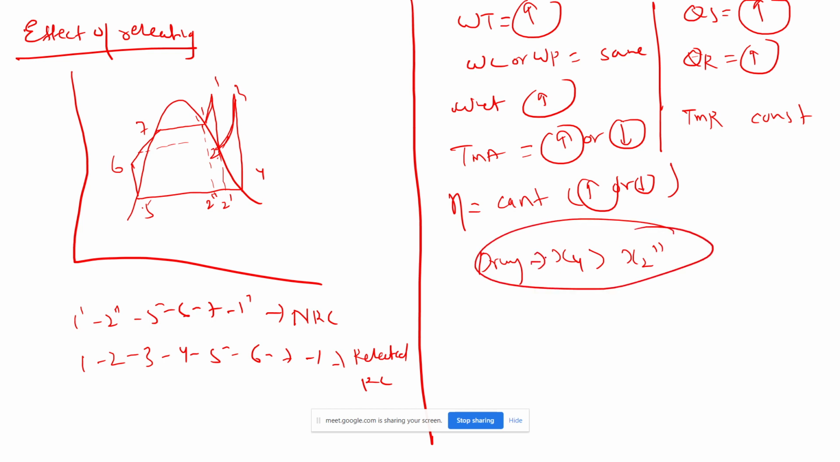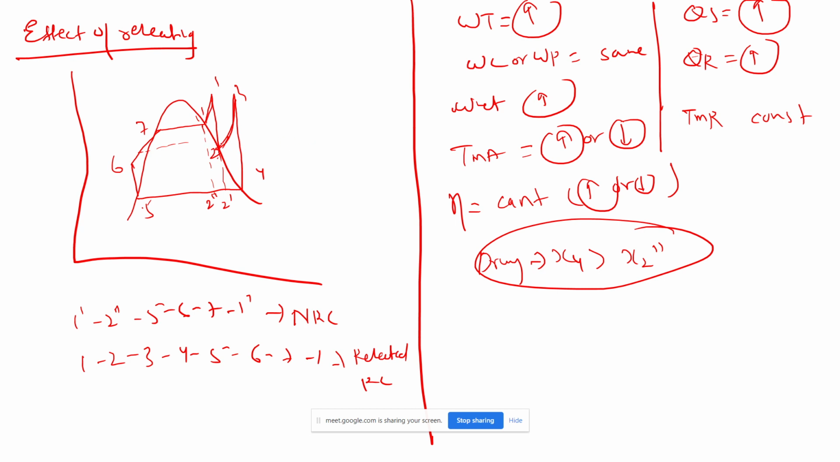We cannot predict it right now, because we have to know this temperature. This temperature can be even lower than this point, the 6 point also, so it can come here or here. So we cannot say. First we have to determine this point, and based on that only we can say whether it will increase or decrease. Because if it is lower, even though the quality will improve, the mean temperature of heat addition will decrease in that case. So we cannot say.